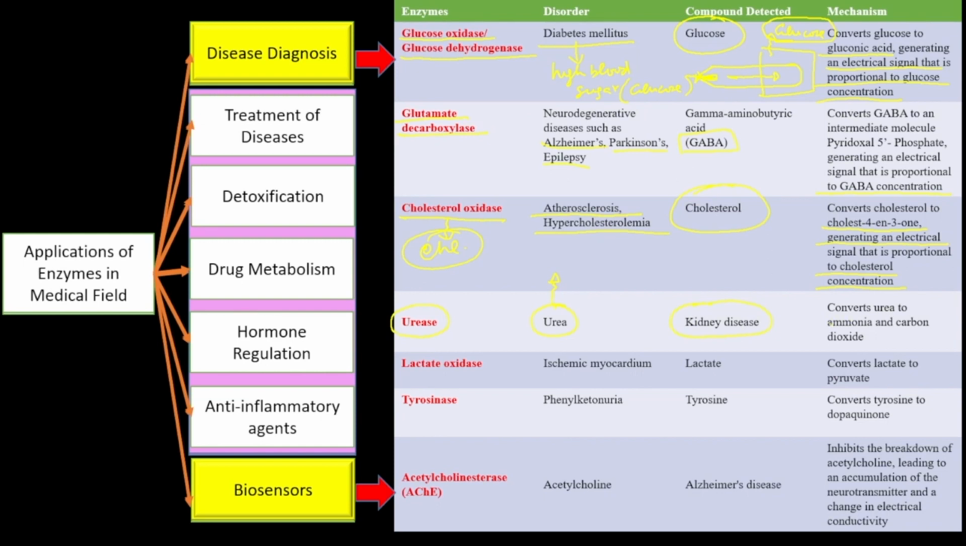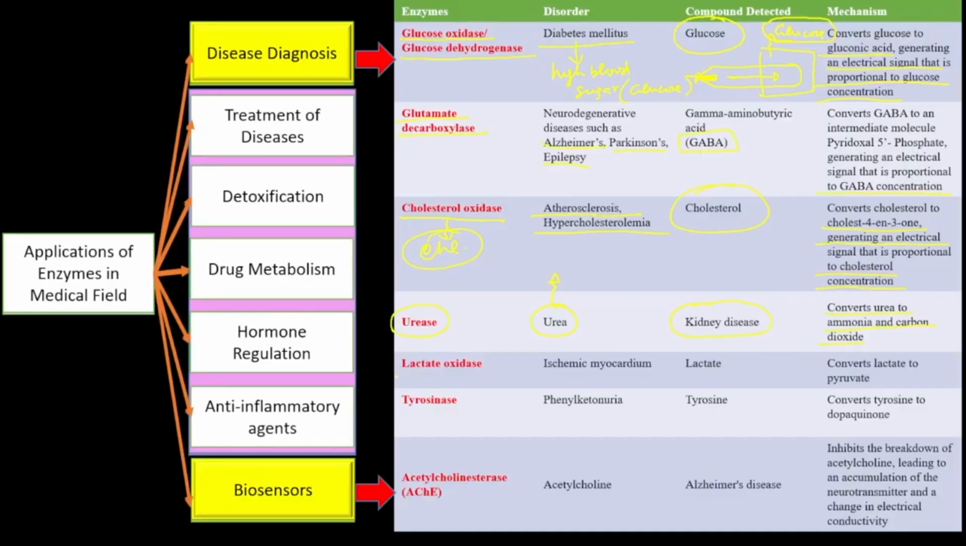Okay, and how the urease actually works as the diagnostic marker, or as a molecule to detect the urea, is that it converts the urea into ammonia and carbon dioxide, and you can measure the level of ammonia and carbon dioxide, and that's how you can measure the level of urea.